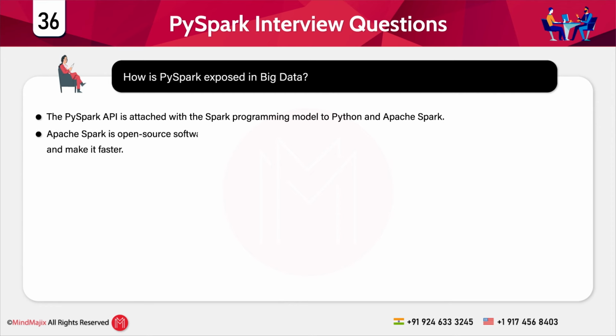Apache Spark is open source software, the most popular big data framework, which can scale up the process in a cluster and make it faster. Big data uses distributed database systems and in-memory data structures for smoothing the entire processing.